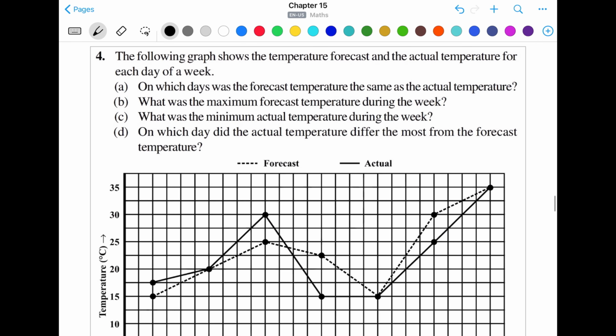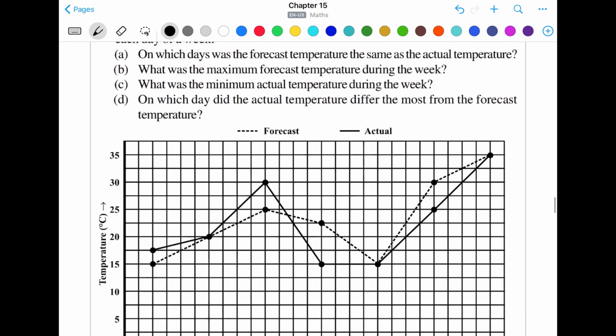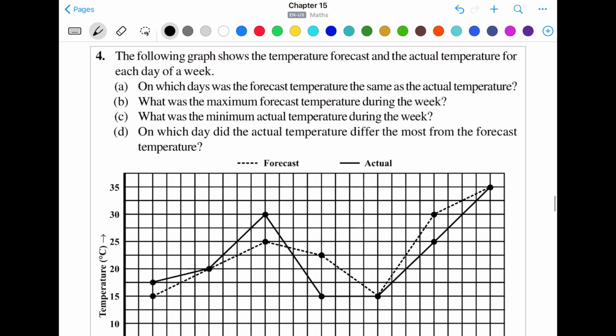Now moving to the next question, which is question number 4. Again we are given a double line graph. We have to answer certain questions based on this. The question is, the following graph shows the temperature forecast and the actual temperature for each day. As you know, the weather department every day shows a weather forecast. Sometimes it is accurate and sometimes it may vary. So you are given the forecast and the actual temperature of each day.